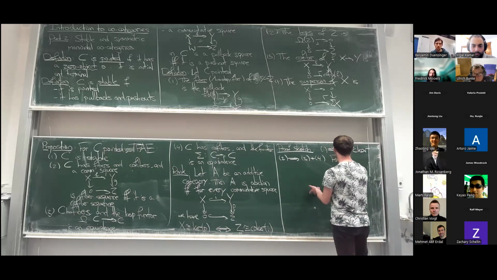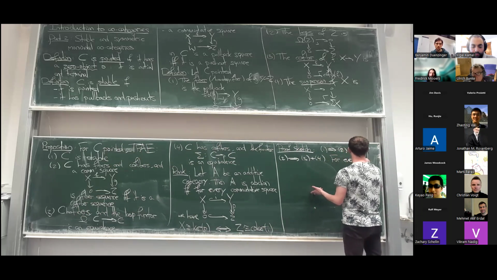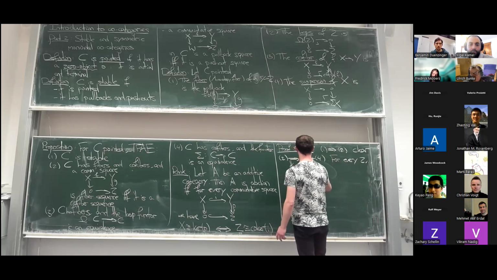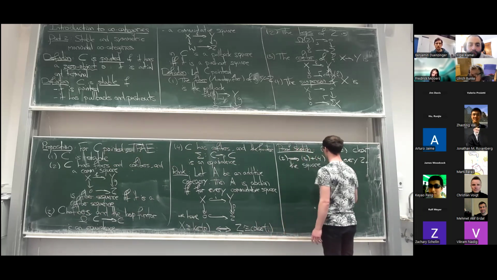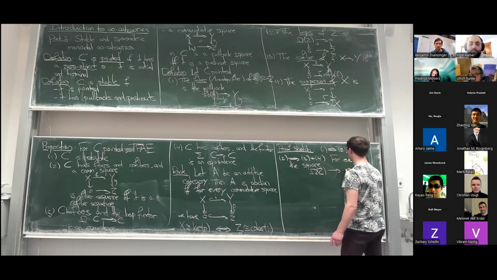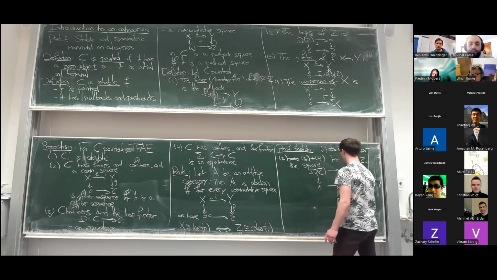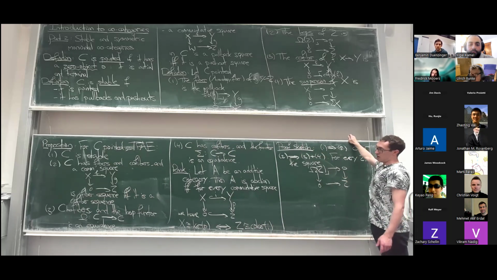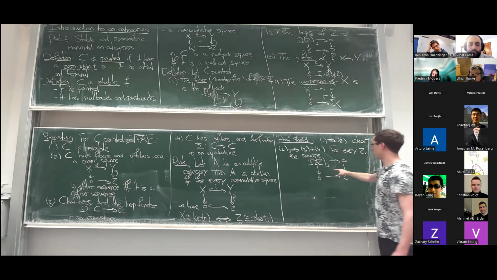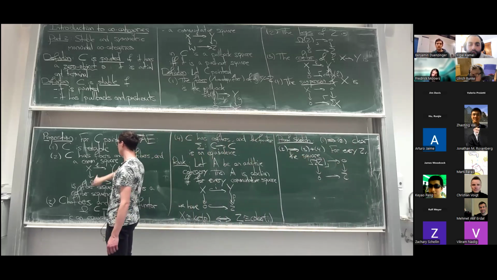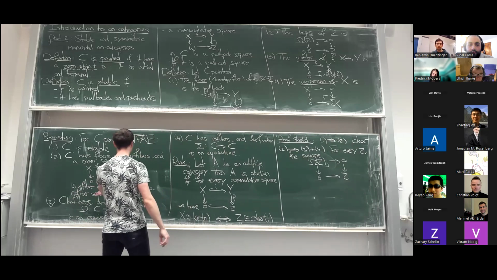How are we going to do this? Well, we can consider the square that defined omega of Z. This is a certain type of pullback square, and it's precisely the one of the form that appears in 2. And therefore, by the condition, it's also a pushout square.